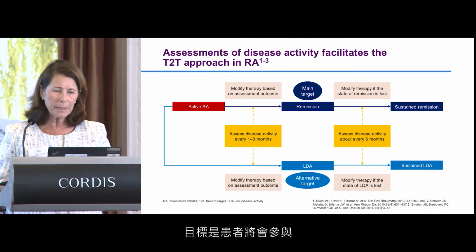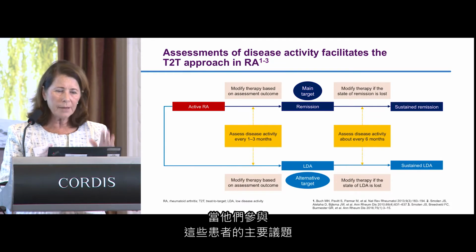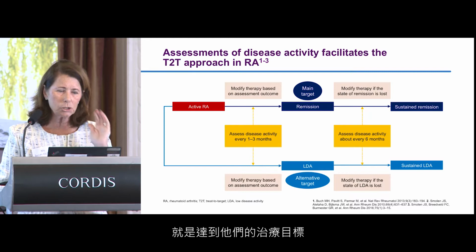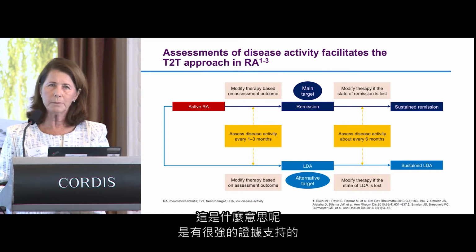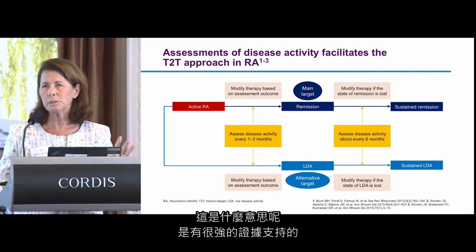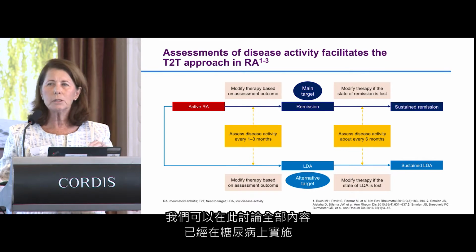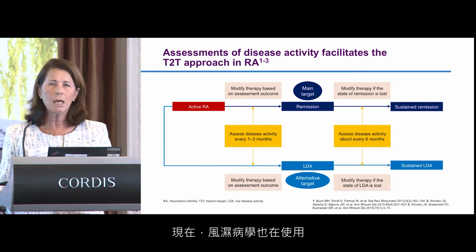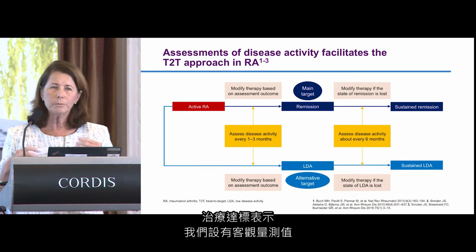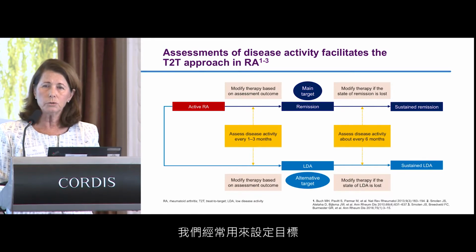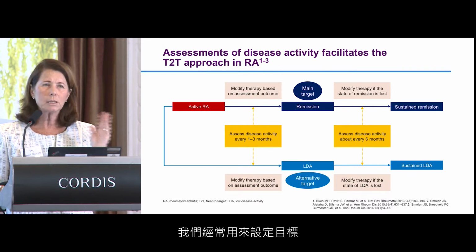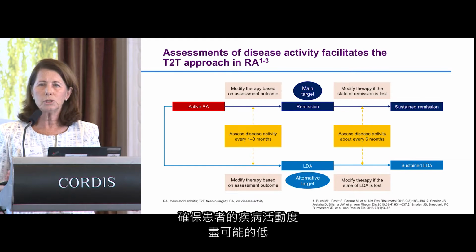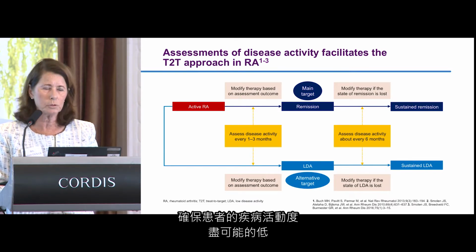The aim is that patients will attend, and their main issue with those patients when they attend is to treat them to target. And what we mean by that, there's very strong evidence behind this, and we can look at it all. It's been done in diabetes, it's been done in cardiovascular disease. Here is rheumatology doing it. And treat to target means that we have objective measures that we use frequently to set a target to ensure that the patient has the lowest disease activity possible.